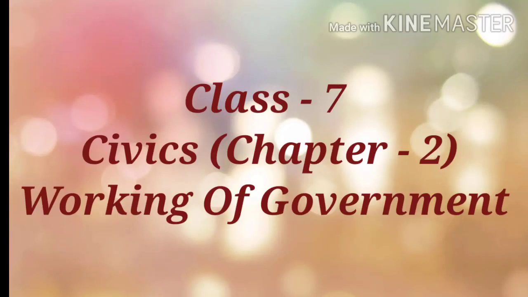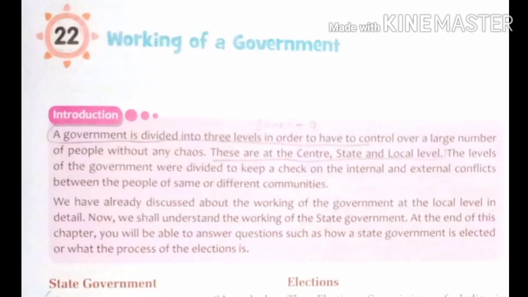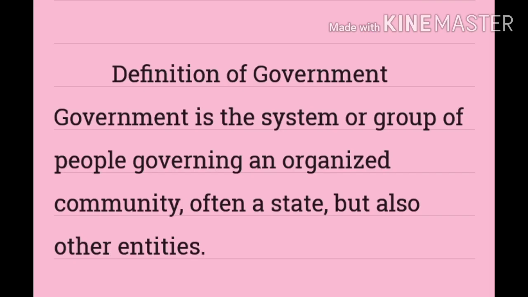Welcome once again to my class, and today we'll continue the second chapter of civics, that is working of government. So let's begin with the introduction of government. What is government? Government is the system or group of people governing an organized community, often a state, but also other entities. So basically government is a system or group of people, and their work is to govern the state or the whole nation or country.